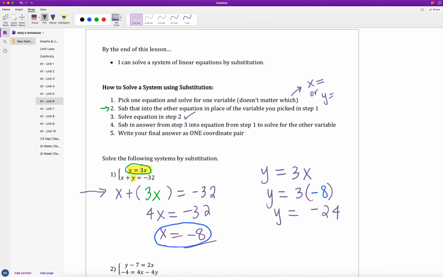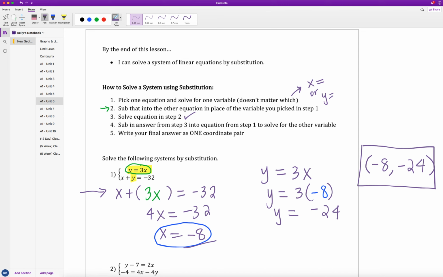The last part of this says write our final answer as one coordinate pair. So we talked about in the other video how when we have a system of equations, we're looking for a solution for that system, which means we're looking for a coordinate pair that is true for both of the equations. So our final answer here needs to be a coordinate pair, and I want to make sure I write it as the x, so negative 8, comma the y value, which is negative 24. And that right there is going to be our final answer for question 1.